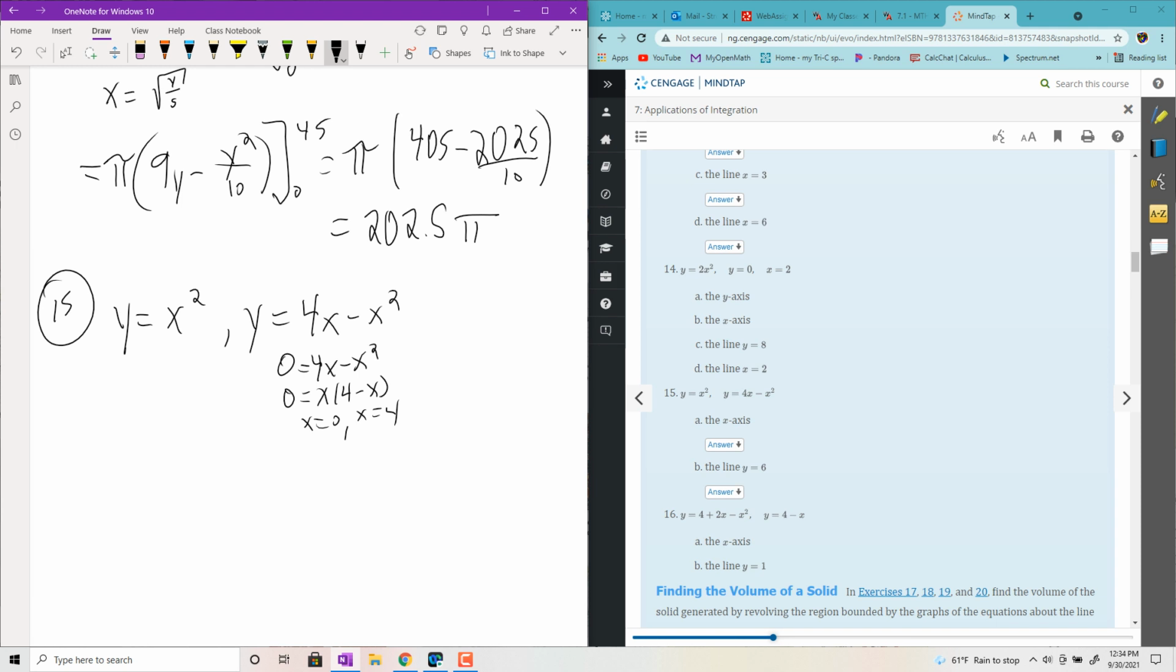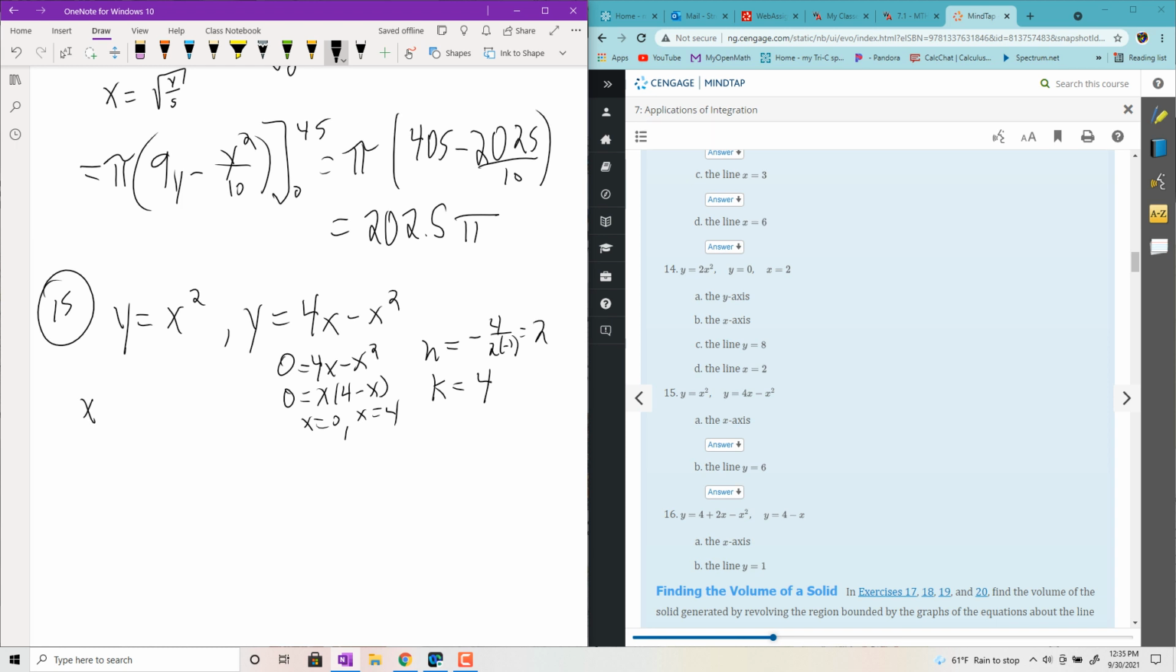The vertex is going to be at h equals negative b, which is 4, all over 2 times a, which is negative 1. So that would be 2. The y-coordinate then would be 8 minus 4, which is 4. Okay. So I kind of have a picture.